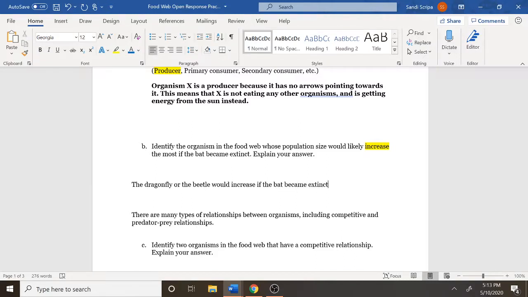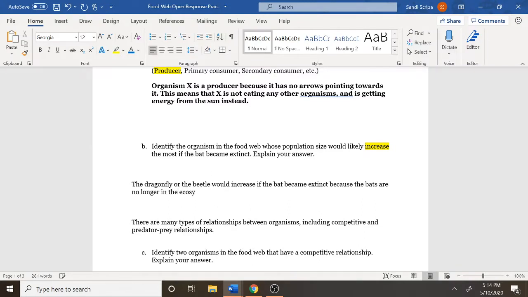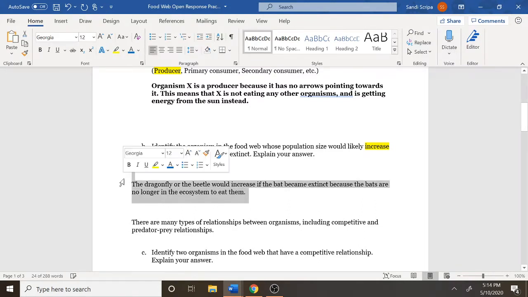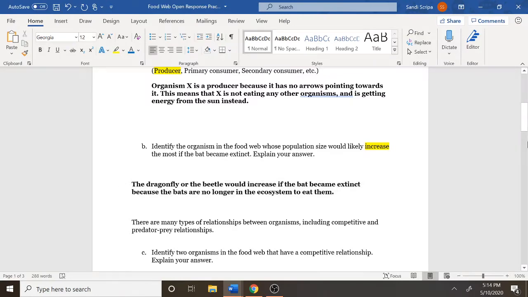And the explanation for this one is pretty straightforward, right? If you just think about if the bats are all gone, they're not going to be eating those things anymore. There's no more predators eating the dragonflies or the beetles, so they're going to keep overpopulating. There's going to be more and more of them because the bats are no longer in the ecosystem to eat them, right? That would cause them to increase if they're not being eaten anymore by their predator.